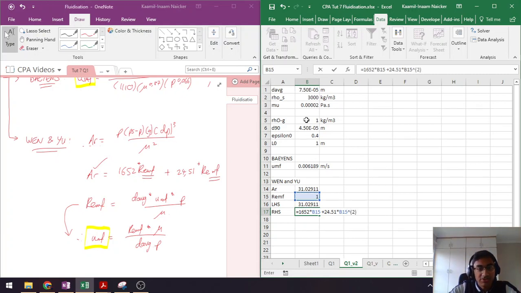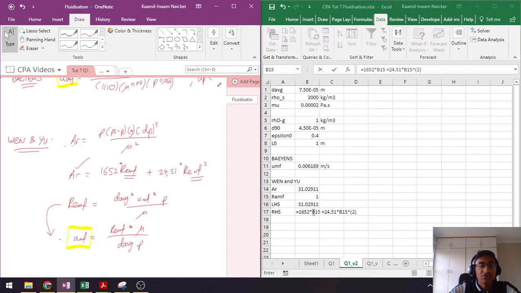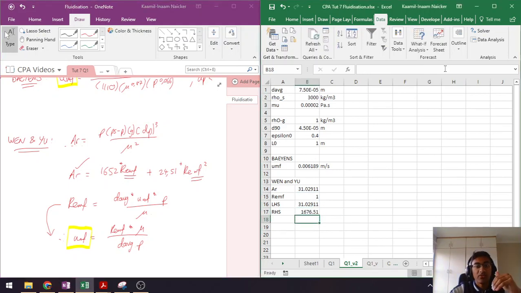Let me just check here. I think I may have forgot. Oh, I did remember it. So it's 1652 times Reynolds number plus 24.51 times the Reynolds number squared, and so that will allow me to calculate the right-hand side.